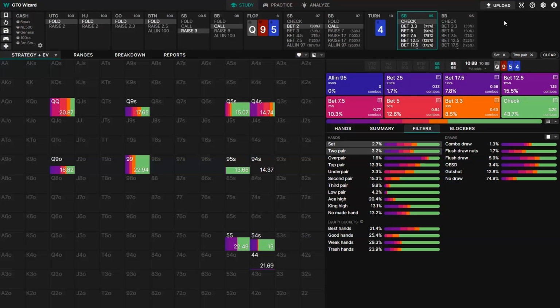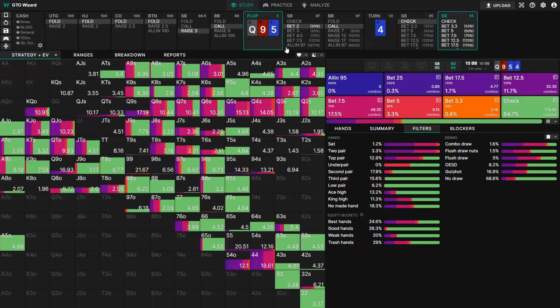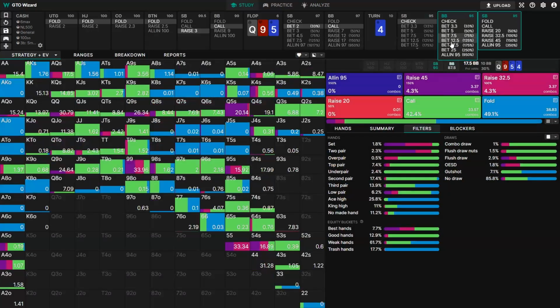He has, let's say, data on you. Let's say he is using a HUD. Let's say he's using population reads. Let's say he's using certain data points to be able to tell that your checks are unprotected. Okay. What's the worst that can happen? The worst that can happen is that, first of all, you're probably going to overfold to the bet.